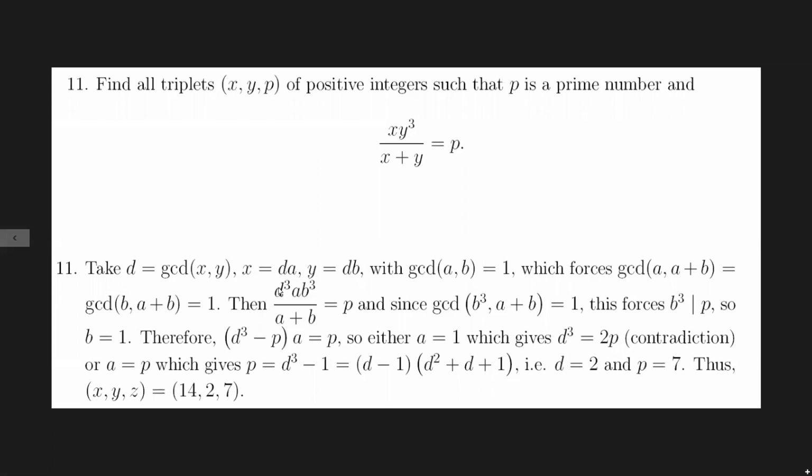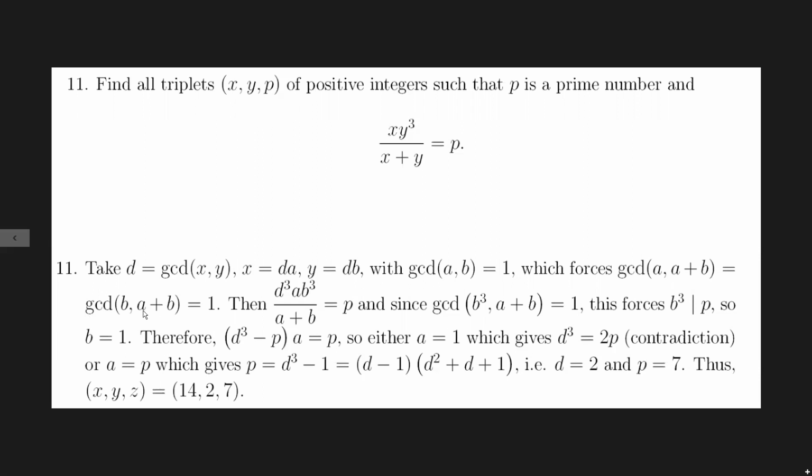Now, the reason why the GCD is important here is because now A and B are relatively prime. On the right-hand side, I have P, which is an integer. So the left-hand side must also be an integer, which means that A plus B has to divide this. So forget about D for now. This B cubed, well, let me come back to this one.